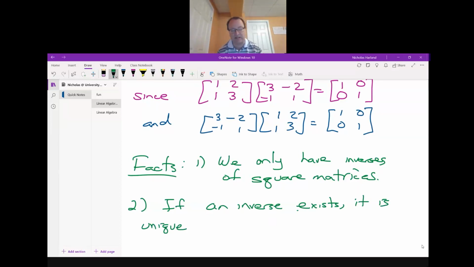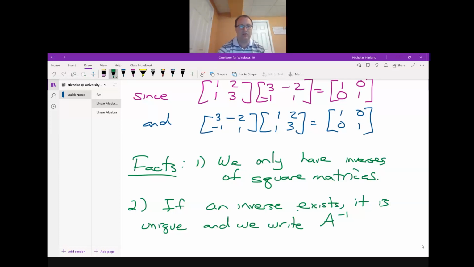If an inverse exists, and that's a big if, but if an inverse exists, then it is unique. And we write A inverse. So that's our notation for the inverse of a matrix. It is unique. We're not going to prove that. You might talk about that proof in class. But if an inverse exists, it is unique.